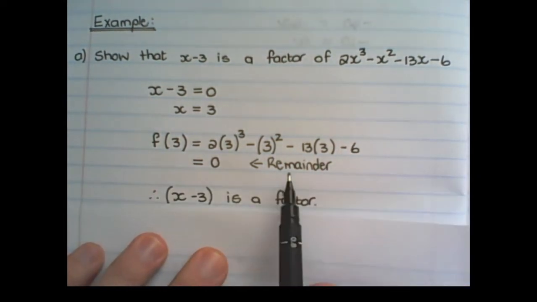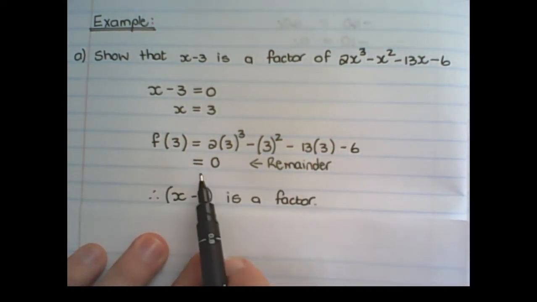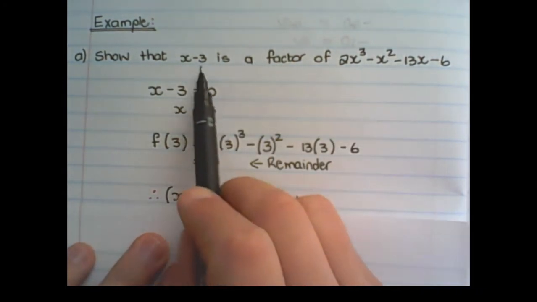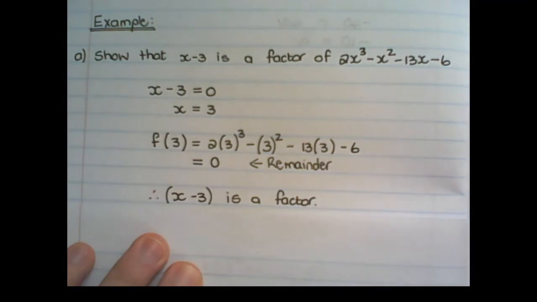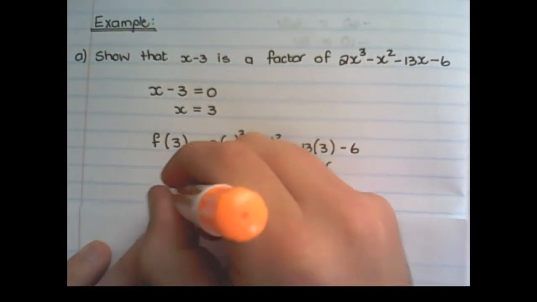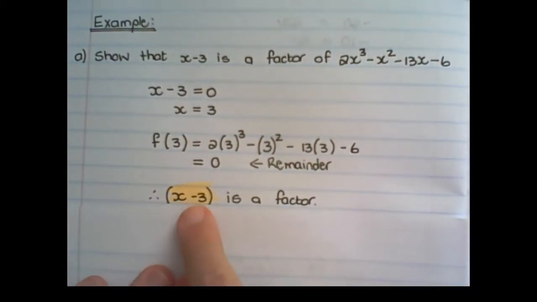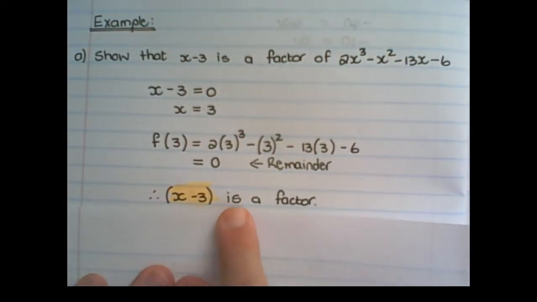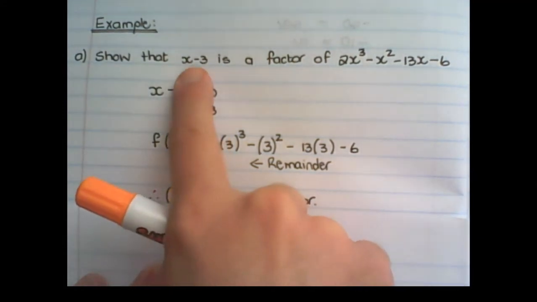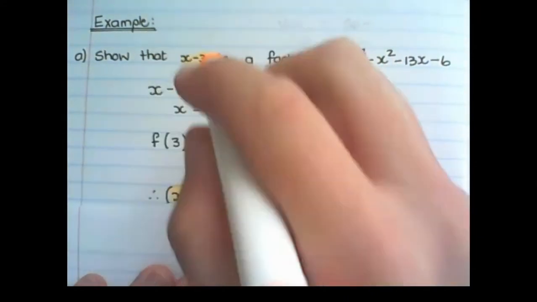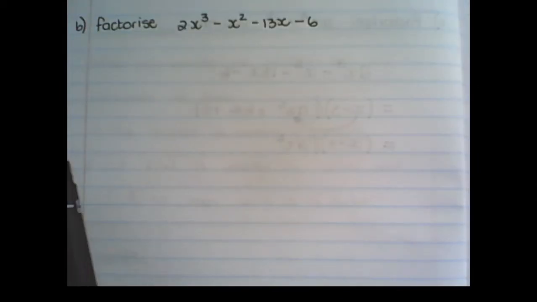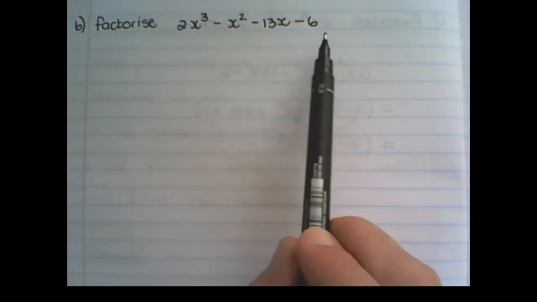And because the remainder is 0 when I substitute 3 into that expression, then we say x minus 3 is a factor. Notice we say x minus 3 is a factor, not x equal to 3, but the expression x minus 3. We have found that x minus 3 is a factor of this expression.